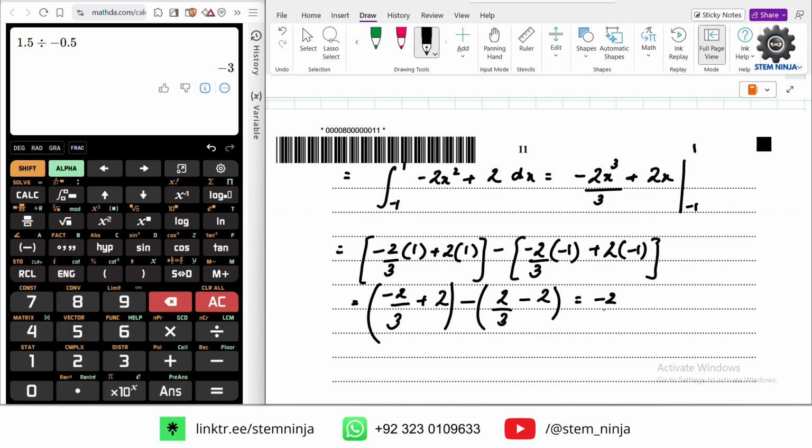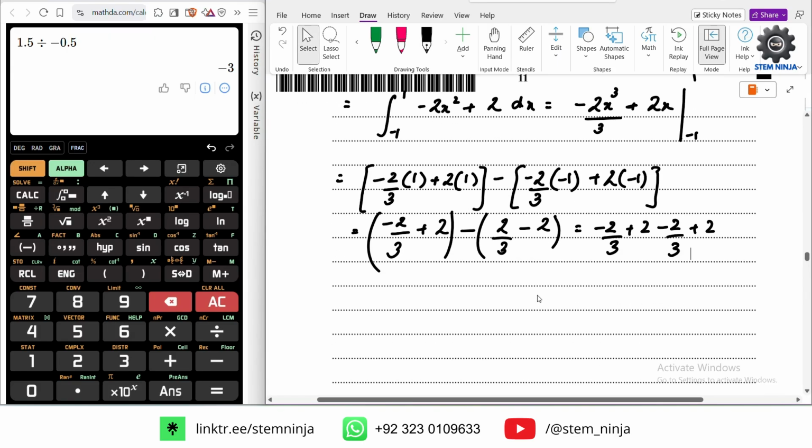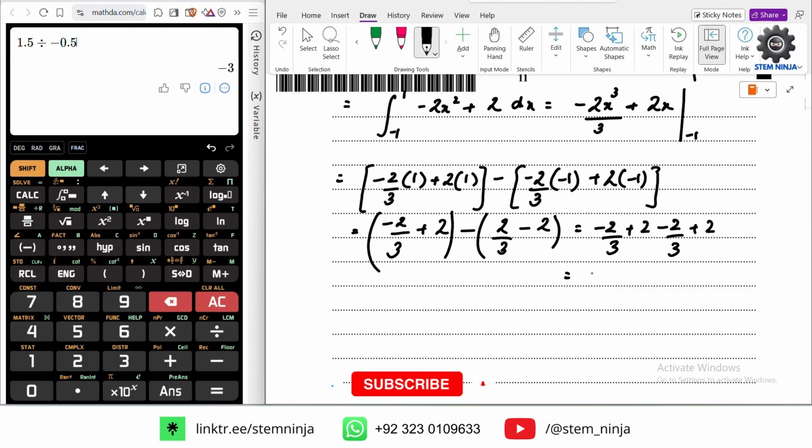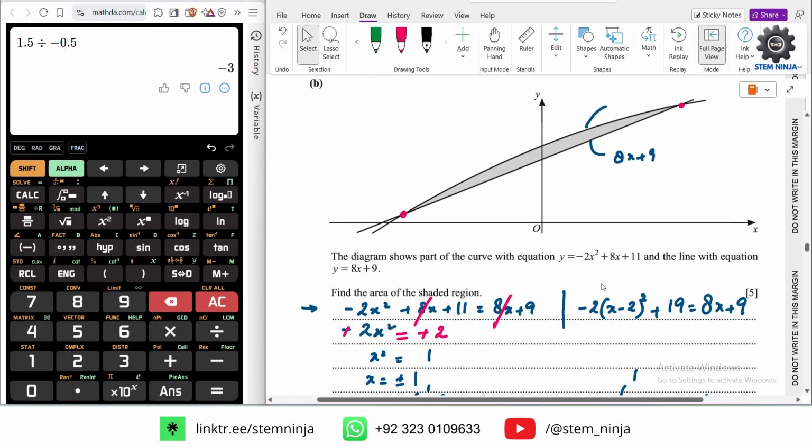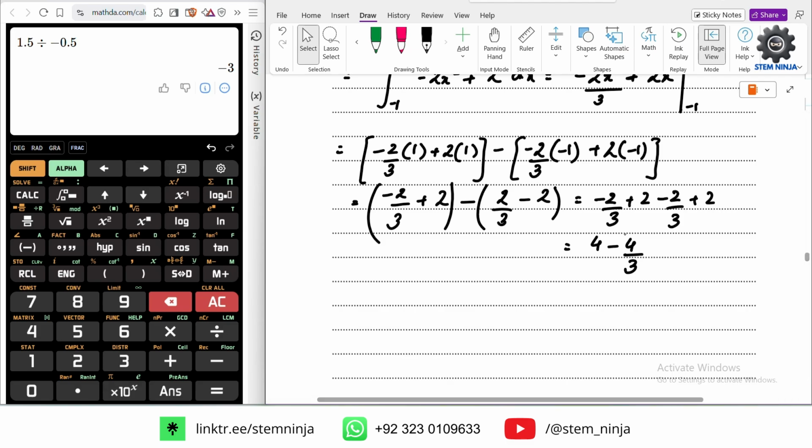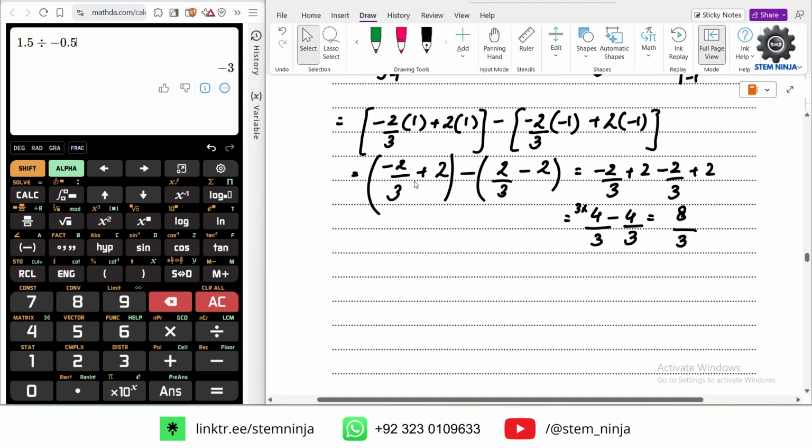So this becomes minus 2 over 3 plus 2 minus 2 over 3 plus 2. So this becomes minus 4 over 3 plus 4, which is 4 minus 4 over 3. And in what form do we need it? Find the area of the shaded region. That means we want an exact answer. So let's just simply do that. To make denominators constant, this becomes 12 minus 4, 8 over 3. Alright, and that's it for this question. Let's move on to the next one.